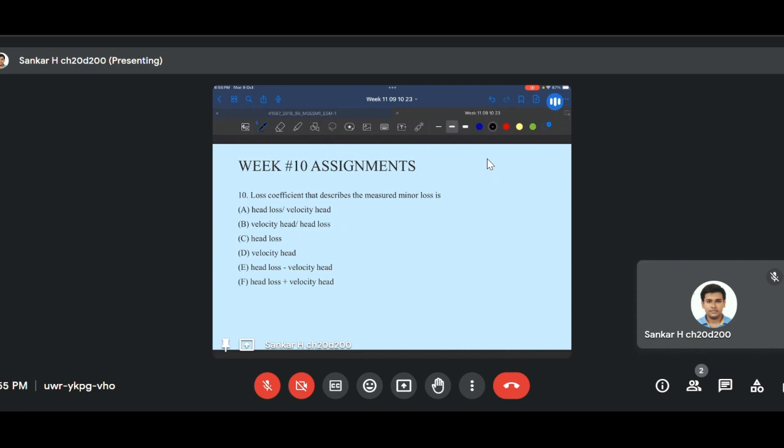And the loss coefficient that describes the measured minor loss is, as discussed in the lectures, where Professor Sumesh described all about the head loss, the velocity head, and the loss coefficient. And this loss coefficient is basically correctly defined as the head loss to the velocity head.